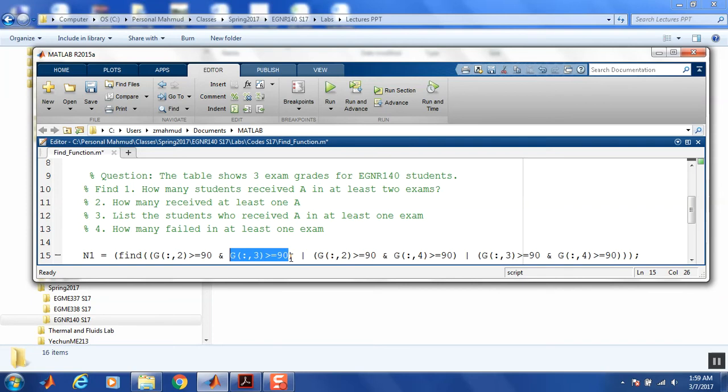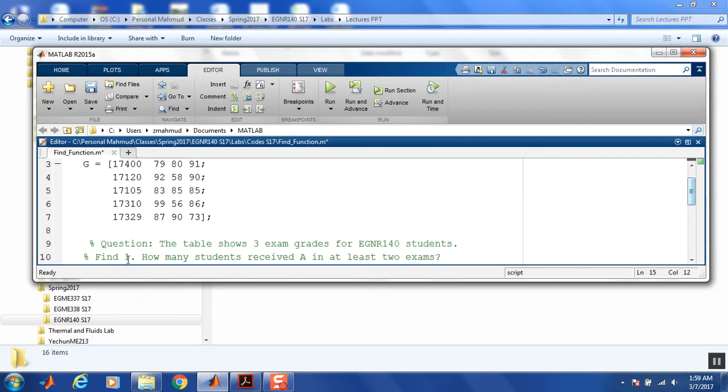Now, if this is true, then it means I don't have to check anything else. If this is true, then this whole thing is going to come up positive. So I know that at least one student received greater than 90 in both exams. What if a student received it in test 1 and test 3? The way this 2 and 4 is indicating test 1 and test 3, because 2 is the second column and, I'm sorry, 4 is the fourth column, which is the third test.